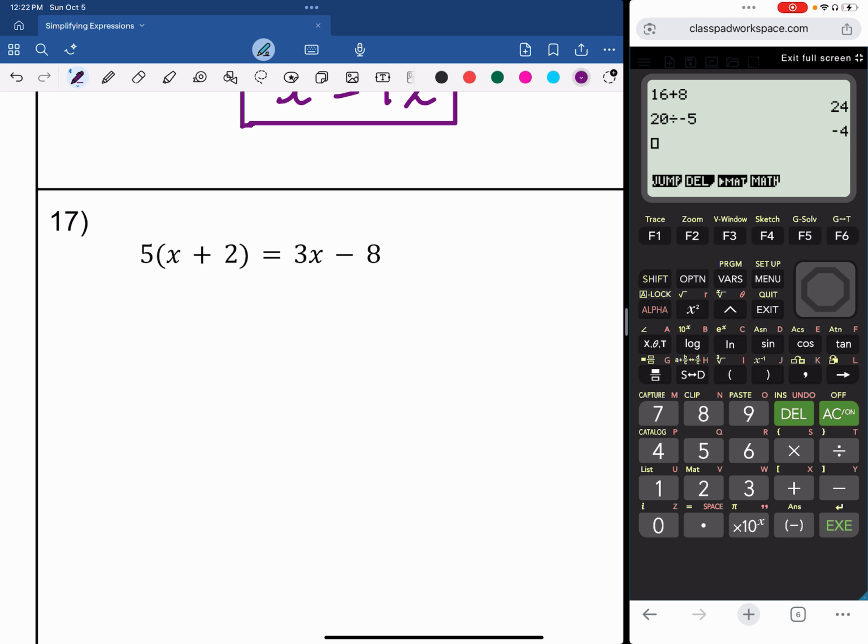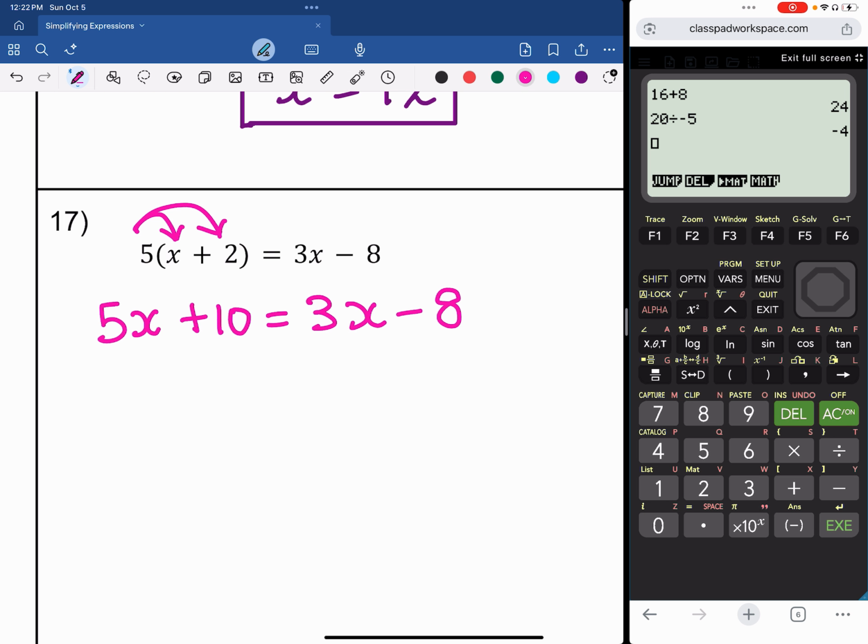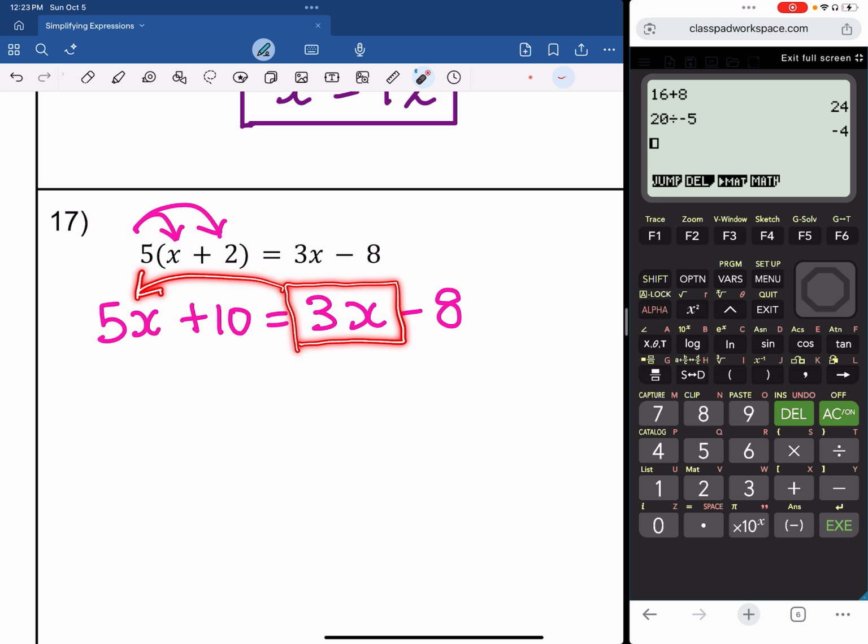So 5 times x is 5x. 5 times 2 is 10. All of that is equal to 3x minus 8. Now from here, what do I do? Well, I need to get all the terms with x's on one side of the equation, and I need to get all the constants on the other side of the equation.